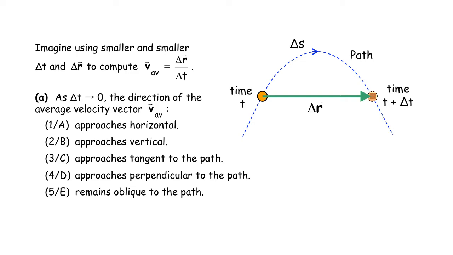It starts horizontal. It starts to approach vertical. Does it ever get vertical on this trajectory? Never. It never becomes vertical. What does it become? It becomes perfectly tangent to the path. So the answer is in fact C, which 53% of you got.